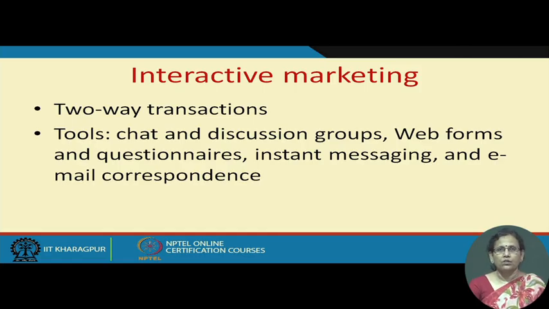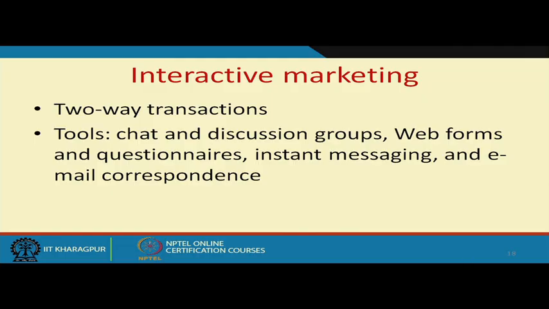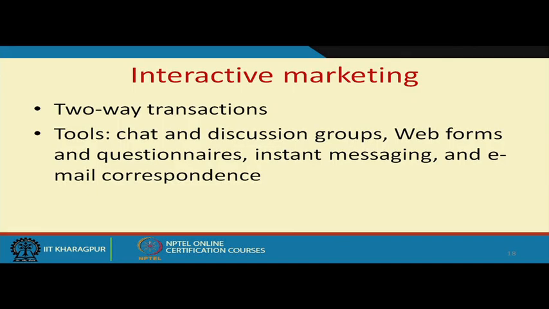Interactive marketing is about making a two-way contact with the customers. By two-way contact we mean the consumer will be able to contact the company and the company will be able to discuss with the consumer, and the web has provided an appropriate medium for this, which is not possible in traditional marketing channels like advertisement channels such as radio or TV, or print media. Now, what are the tools here? Chats, discussion groups, web forms and questionnaires, instant messaging and email correspondence. All these facilities provided by the internet and the web have helped in interactive marketing.